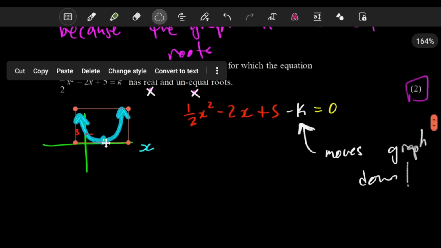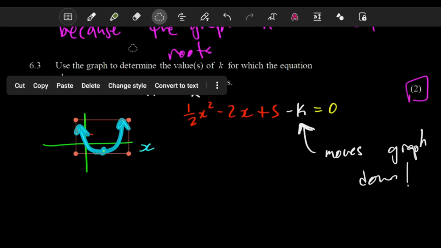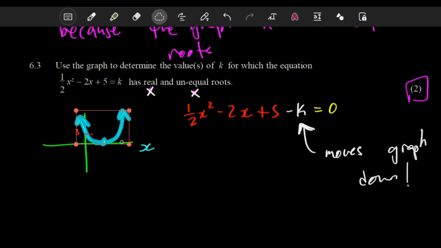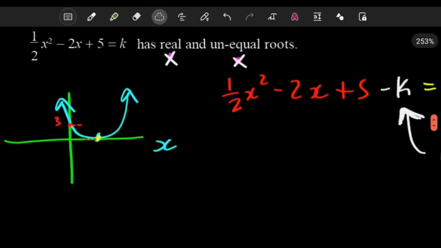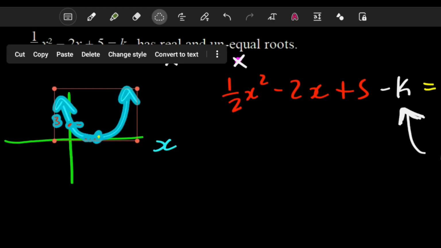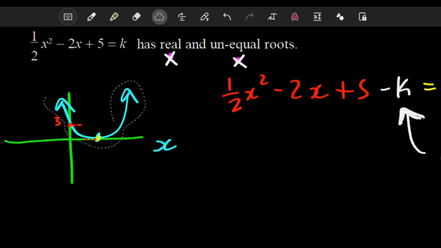The only thing is, if you move it 3 units exactly, then the graph will have equal roots. For you to start having roots that are not equal, your graph needs to be moved down more than 3 units downwards, because if you move it exactly 3 units, your graph will have equal roots. Because any scenario where they talk about equal roots is implying that your graph has one x-intercept. But if they talk about unequal roots, they're talking about a scenario where your graph has more than one x-intercept.